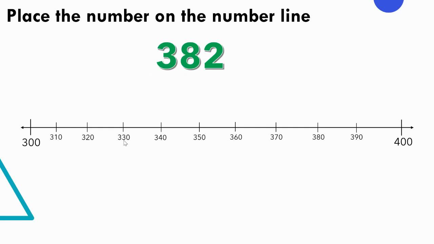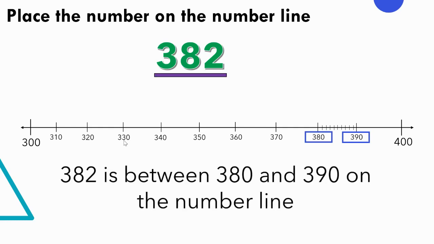Now we can see that in 382, there are 38 tens. That means our number is going to fall between 380 and 390. We can go ahead and separate 380 and 390 into 10 equal parts because there are 10 ones between 380 and 390. Each mark represents 1. Now we can see that 382 is going to fall on the second mark after 380. So 382 is between 380 and 390 on the number line.